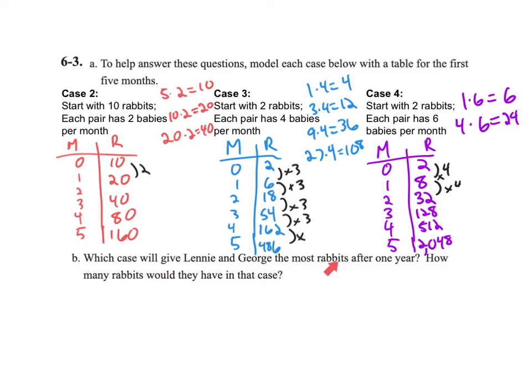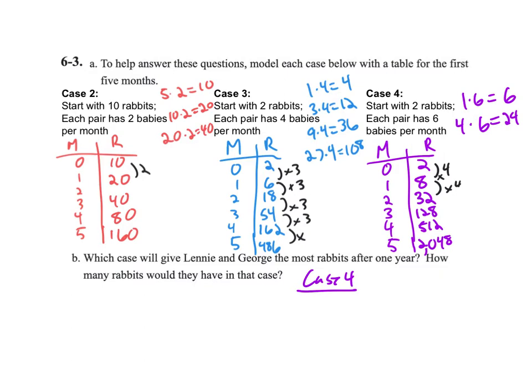Okay, so we've got our table for the first 5 months, and it says this. Which case will give Lenny and George the most rabbits after 1 year? Well, I'm going to take a guess that it's case 4, because it seems to be growing way faster than the other cases. So case 4 seems to give you the most amount of rabbits. How many rabbits would they have in that case? Well, I would just have to keep multiplying by 4 and keep track of where I'm at.